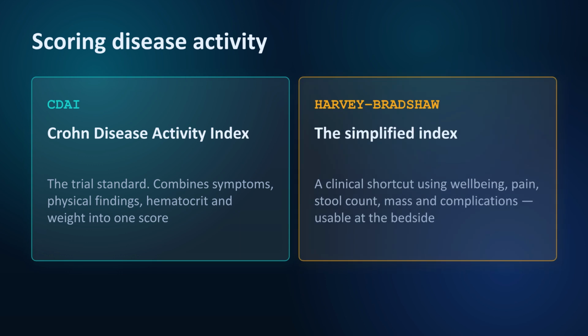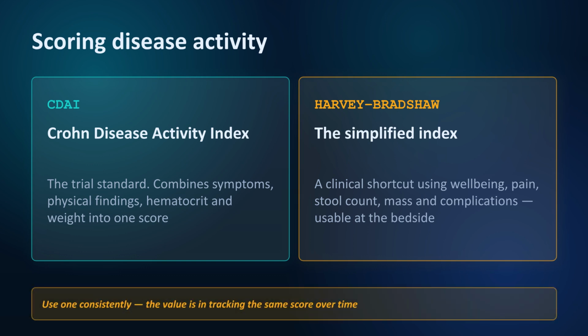The Harvey-Bradshaw Index is the simplified version. It uses general well-being, abdominal pain, stool count, the presence of an abdominal mass, and any complications, and you can compute it in the room. Pick one and use it consistently. The value lies in tracking the same score over time, not in which one you chose. Both scores are also how you will read the inclusion criteria of any trial you encounter.